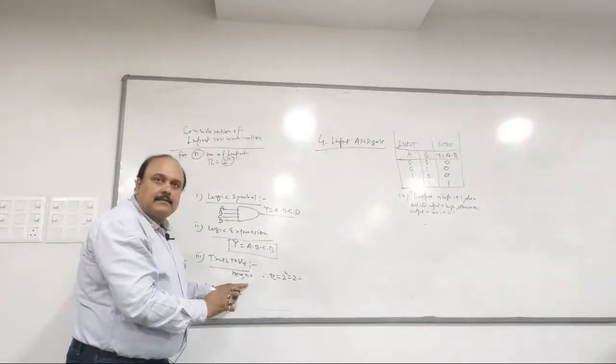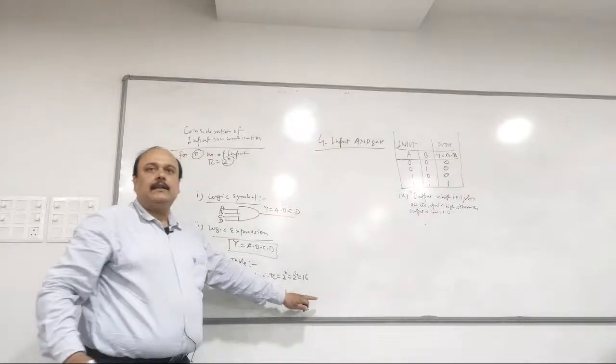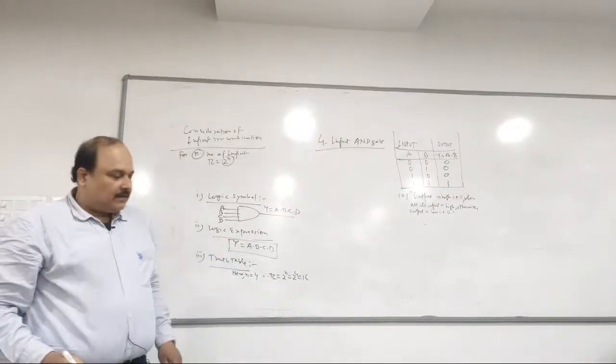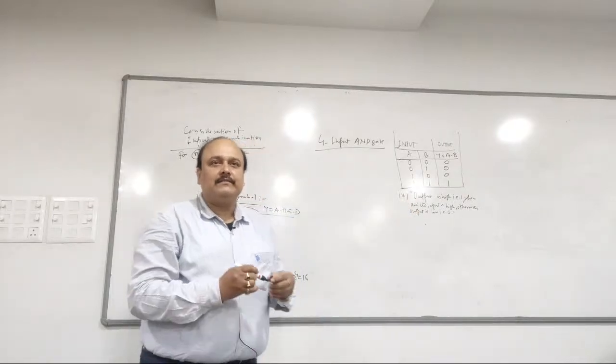Now in this case your number of inputs is 4. So here you have 16 input row combinations. Now I am not going to design the truth table. You can easily draw it.